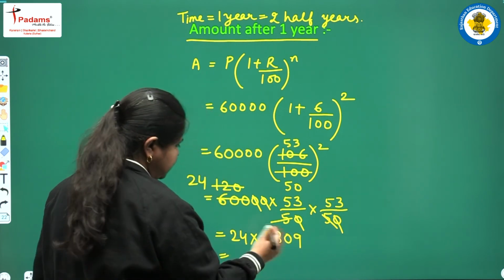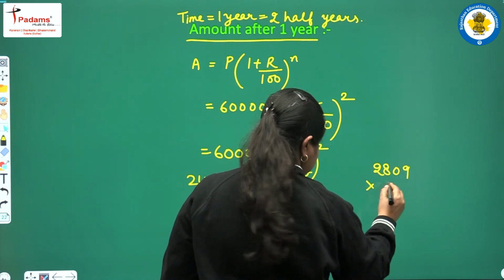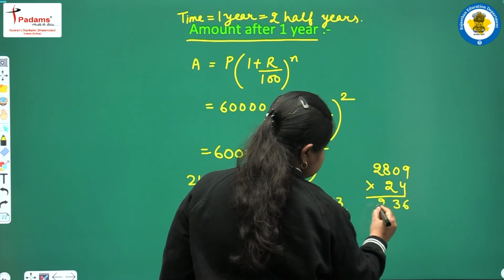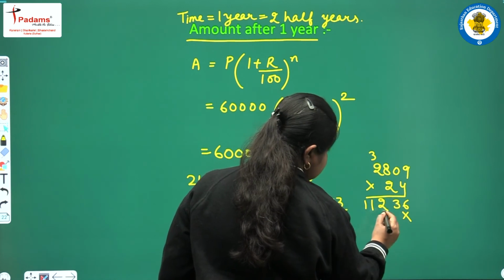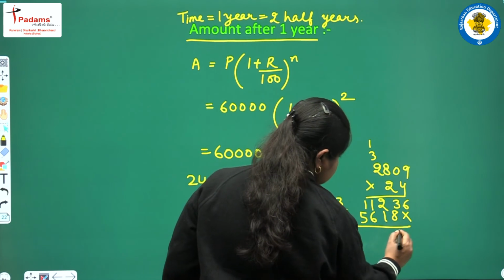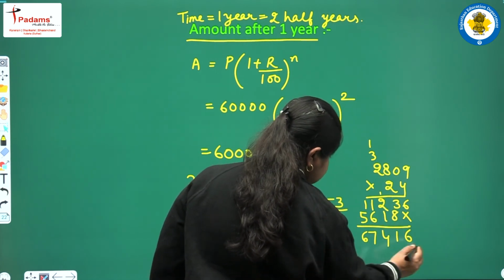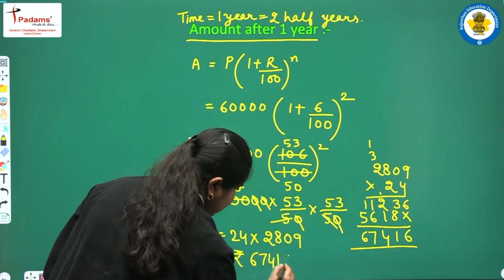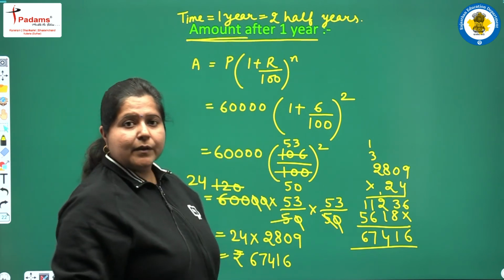दोनों को हम मल्टीप्लाई कर लेते हैं. 2809 into 24. 4 9s are 36, 4 8s are 32, 3 carried, it will be 11 here. Then 2 9s are 18, 2 8s are 16, 1 carried, it will be 5. 6, 8 and 3 11, 4, 7 and 6. So it will be rupees 67,416. This much amount will be paid after 1 year.